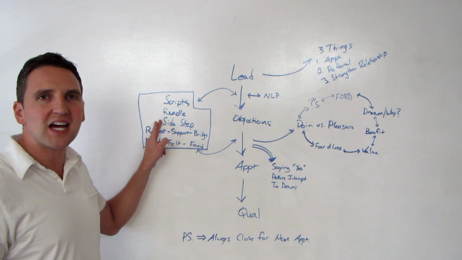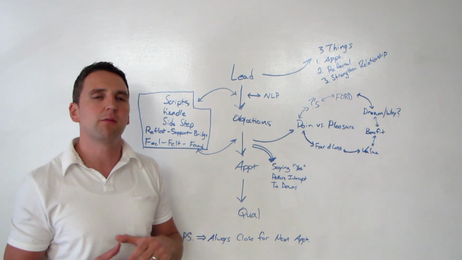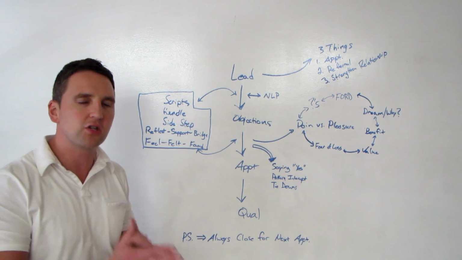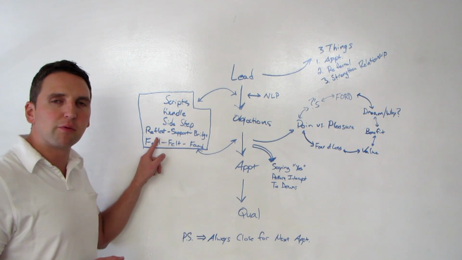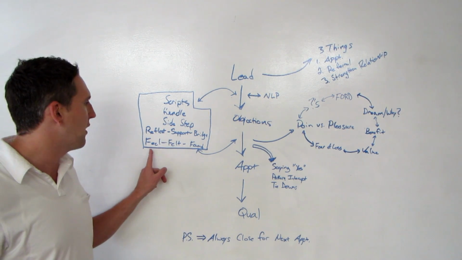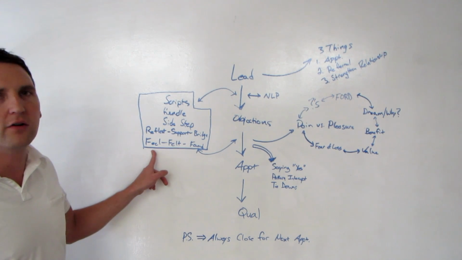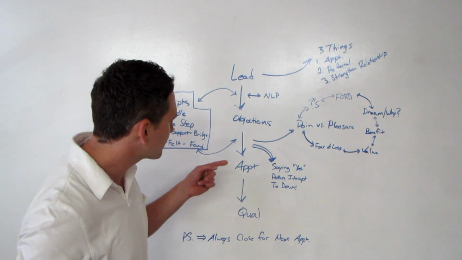You can always sidestep what they're talking about. So if for some reason the objection is just not a true objection, you can just, boom, blow right past it. Remember, reflex, support, bridge is an objection handling technique, and also feel, felt, found is another objection handling technique.